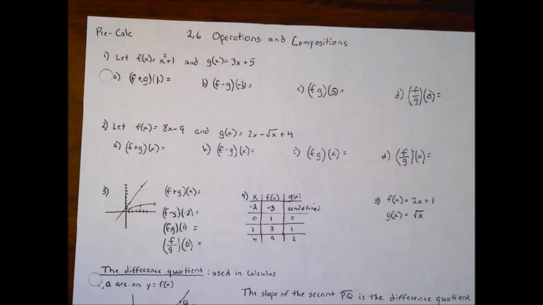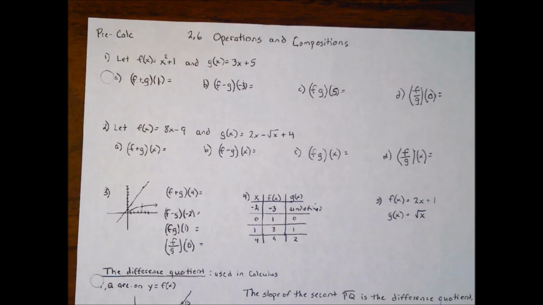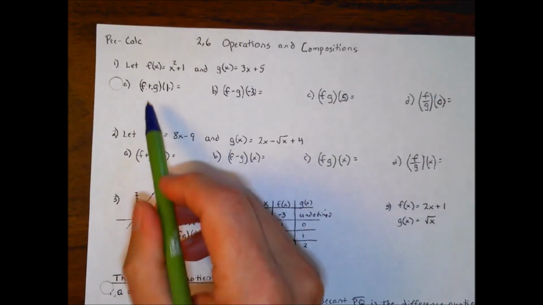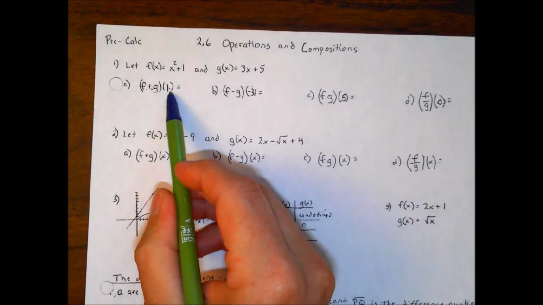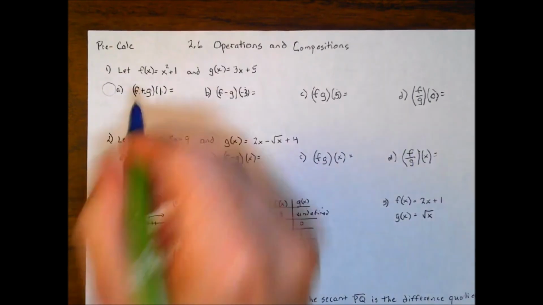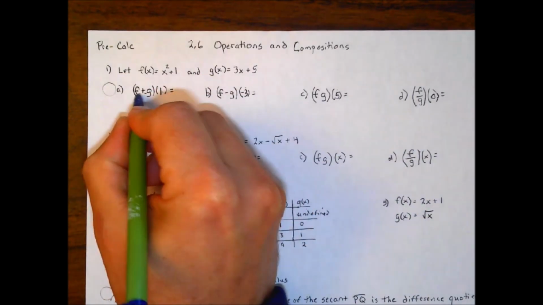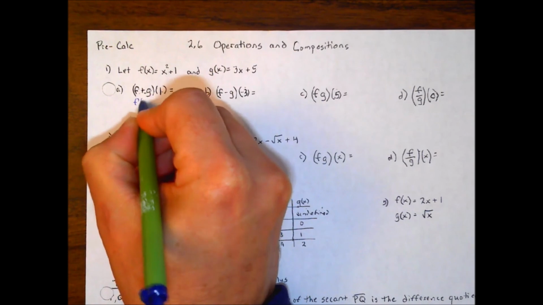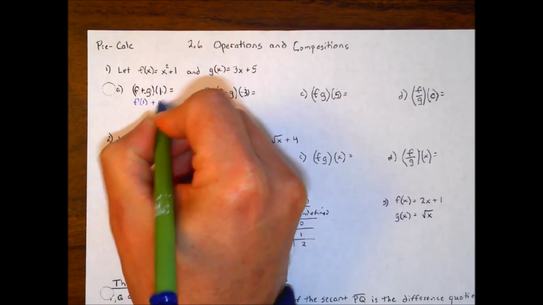It's 2.6. We're going to split it into 2 days. So the first day, this is the first day. So we want to find f plus g of 1. You could do this two different ways. One way is you can find f of 1 and then add to that g of 1.